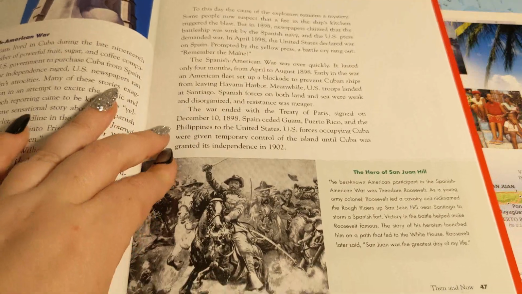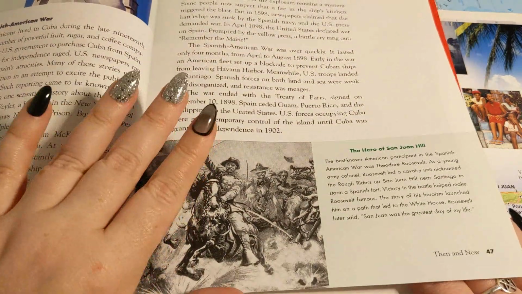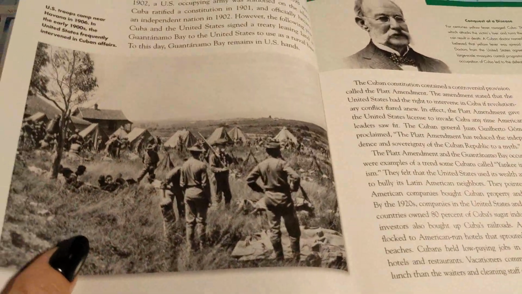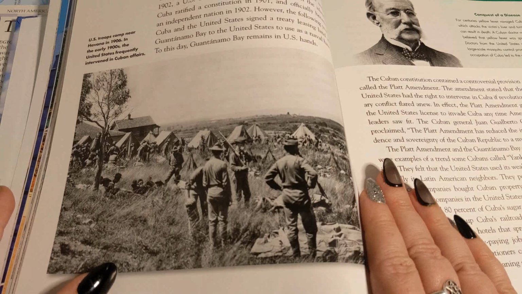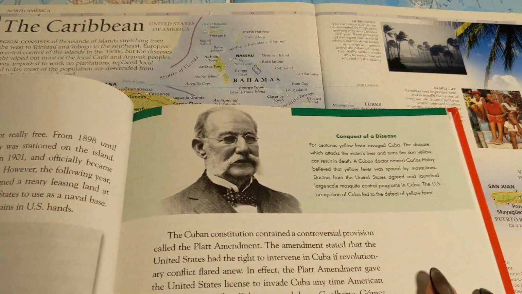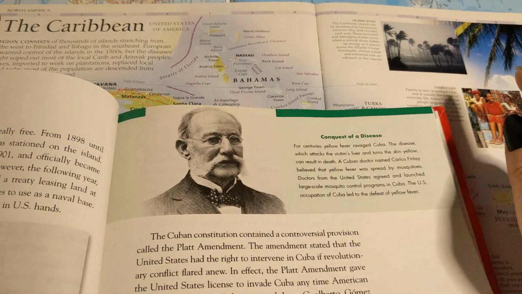Here's Teddy Roosevelt going over San Juan Hill. Pretty much the event that led to him becoming president. Let's see, U.S. troops in Cuba in 1906. And this guy is named Carlos Finlay, and he discovered that yellow fever was caused by mosquitoes.